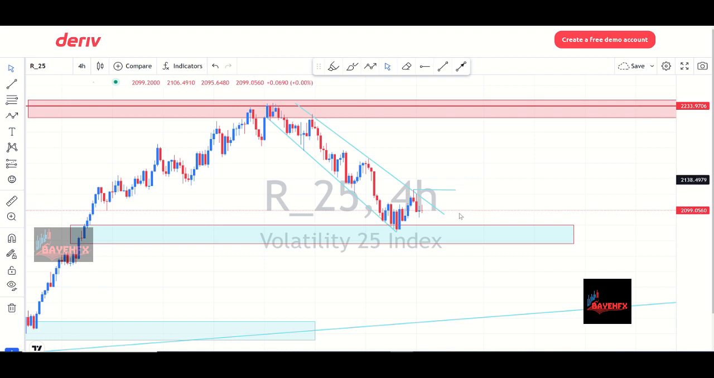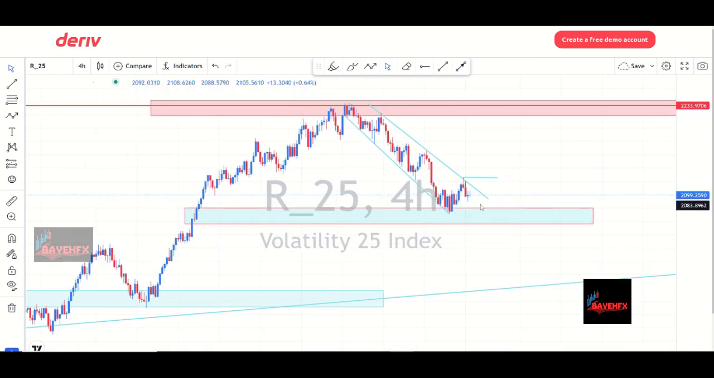So we need to see if the market fails to make a new low. This is the new low here, so it's going to give a new break of structure, signaling a change of direction, then we'll be looking for buys to the upside. If not, we still have enough liquidity here if the market decides to recover 90% of this movement.